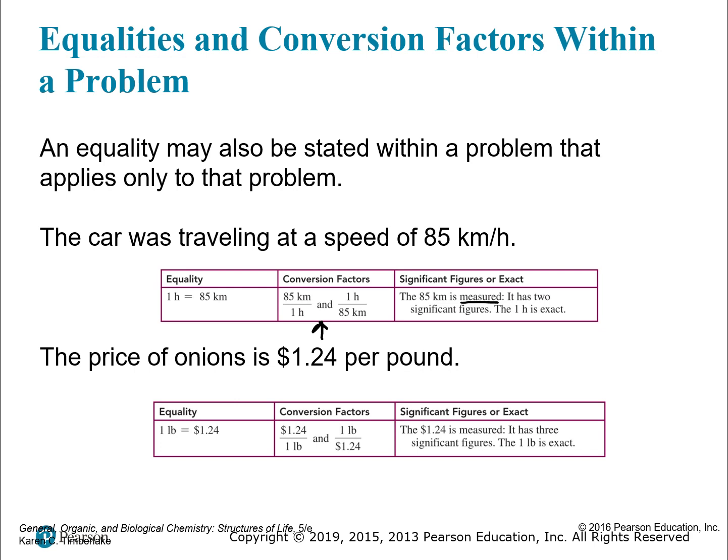Let's say you were doing a problem and you're talking about the price of onions. It's $1.24 per pound, which is, for this state, about right. You might get some of the cheapos for maybe 99 cents a pound, but $1.24 is probably like those huge red onions that you can get. That is an equality. 1 pound is equal to $1.24. That $1.24 is measured. It's got 3 sig figs. That will be used to figure out how many sig figs your answer needs at the end.